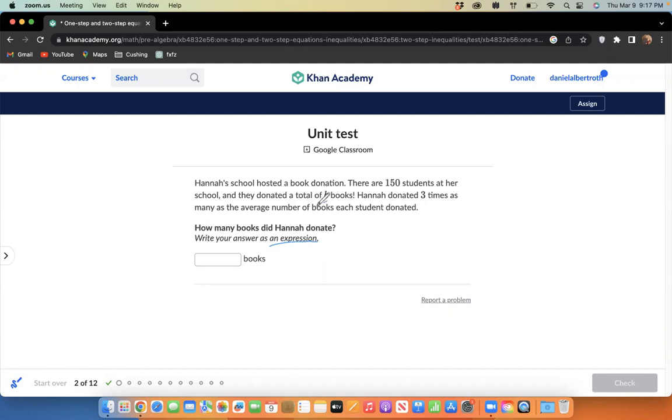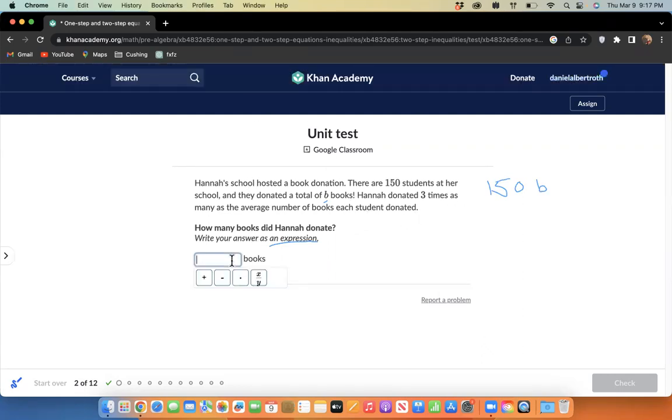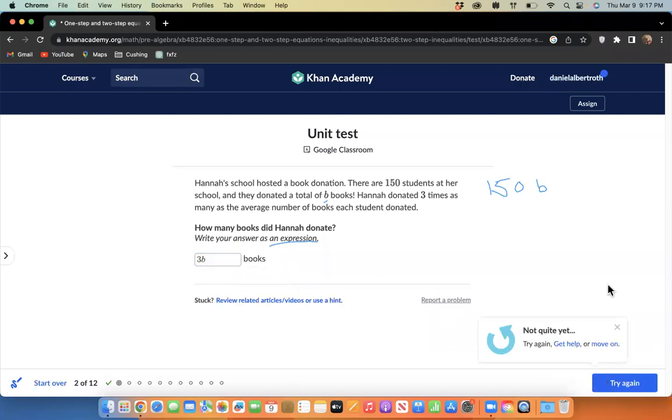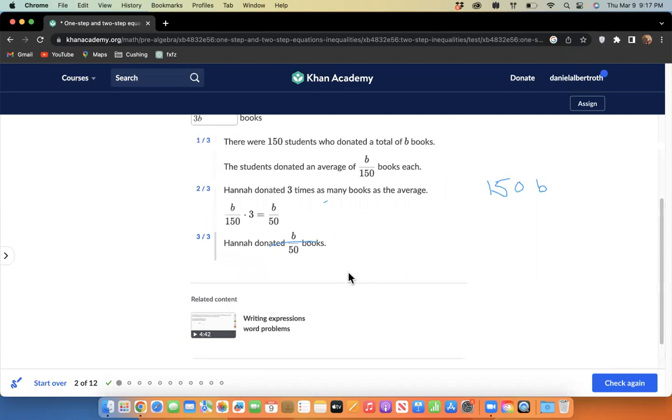All right. So Hannah's school hosted a book donation. There's 150 students at the school. They donated a total of B books. So it's 150 times B. 150 times B is the total number of books. Hannah donated 3 times as much as the average, and the average is B. Oh, that was a little silly. So I think the answer here is going to be 3B. She donated 3B books. Please be right. Oh no! All right, let's get help.